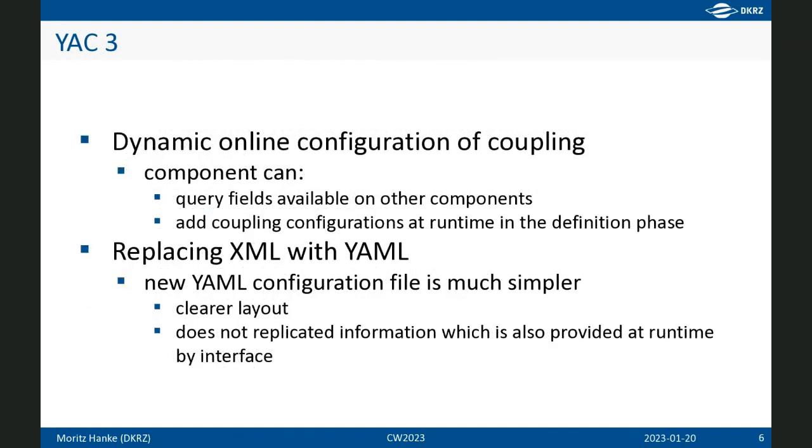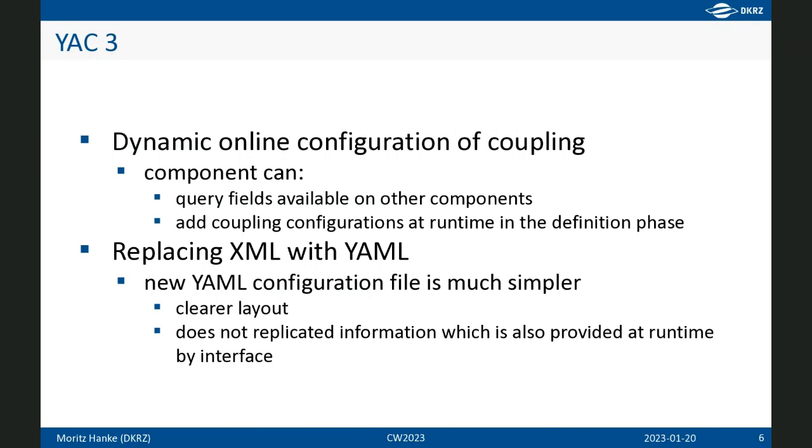With YAC 3, we introduced a dynamic online configuration of coupling, meaning a component can query YAC at runtime and ask what fields other components defined, and then tell YAC that it wants specific fields at each time step. This is, for example, interesting if you have an output component, which can then ask at runtime whether the respective field is actually available, and then specify, I want this field at that frequency with this interpolation.